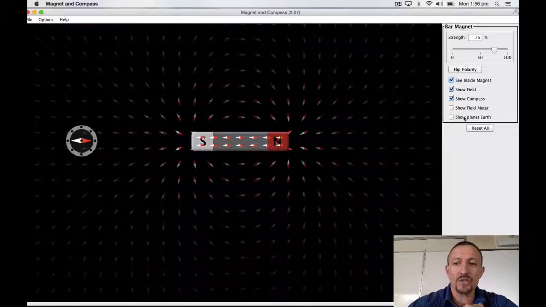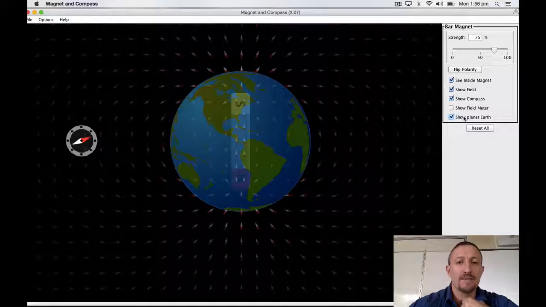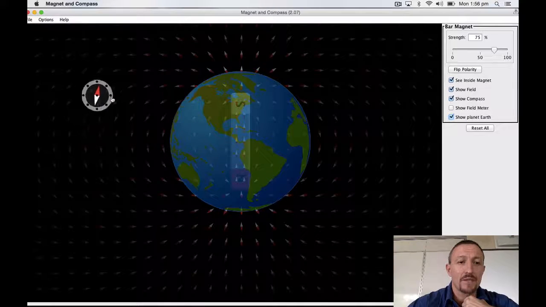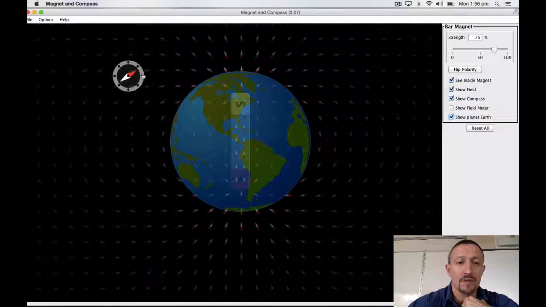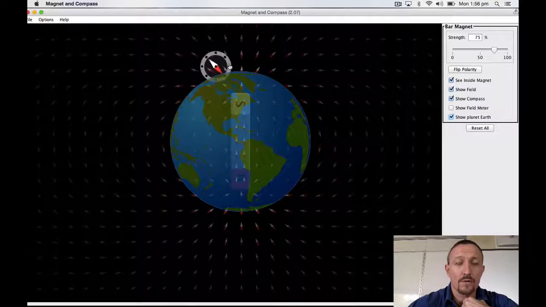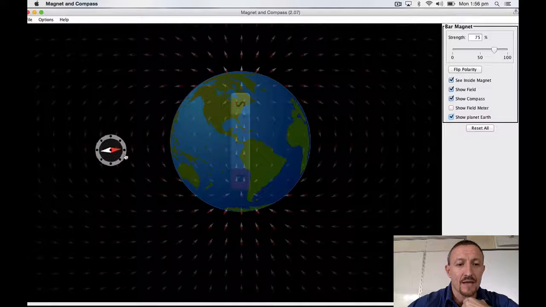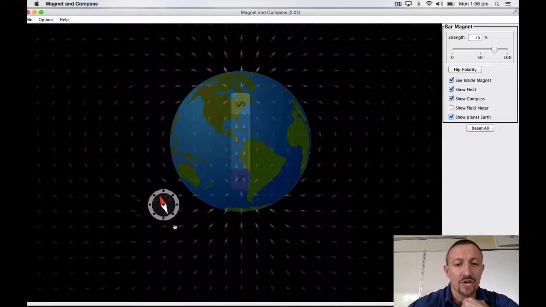Now I want to start off by just showing the planet Earth. There's the planet Earth, and what's happening here is it's radiating from north to south. Now if I use my compass, we can see that as I move my compass closer to the north or closer to the south, you can see how the needle changes.